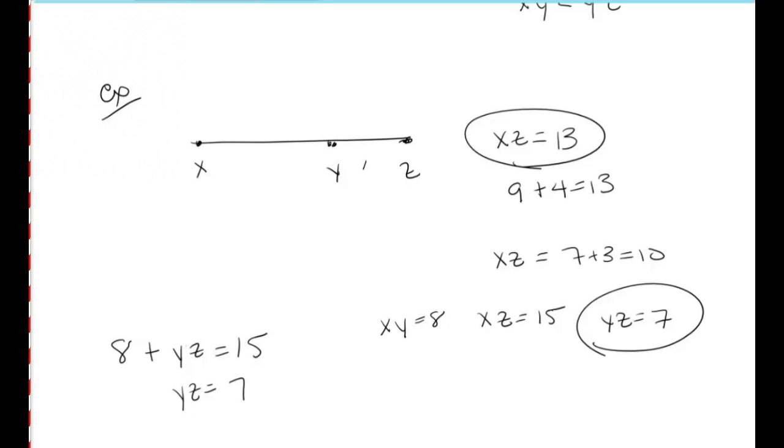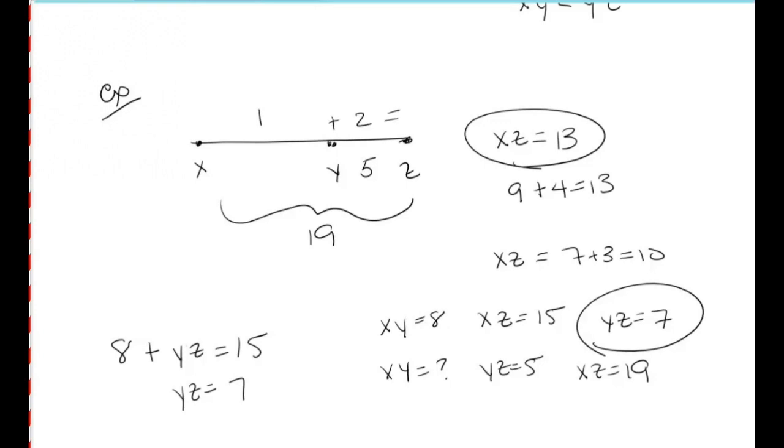What if this is 5 and the whole thing is 19? So in this case, you're looking for XY, YZ is 5, and XZ is 19. Well, you can set up your equation if you want, right? So this is part plus part equals the whole. So we don't know XY, but we're going to add 5, and together that's going to be 19. Then XY becomes 14.